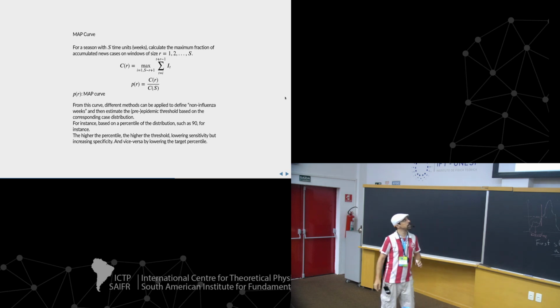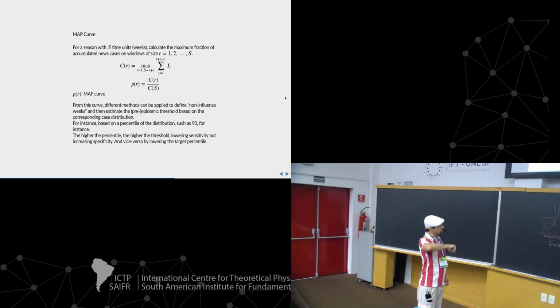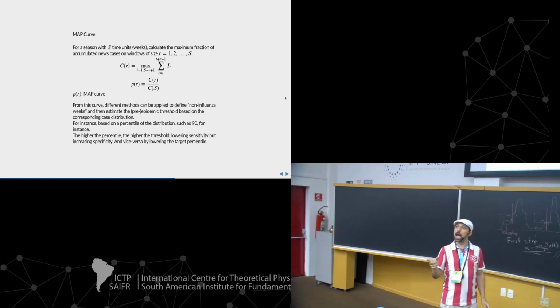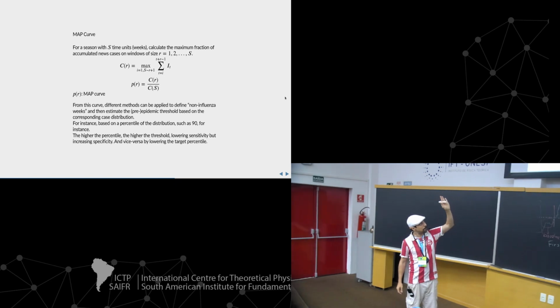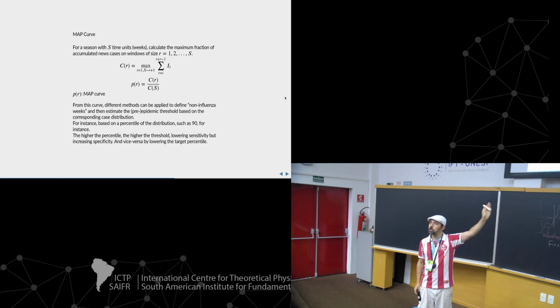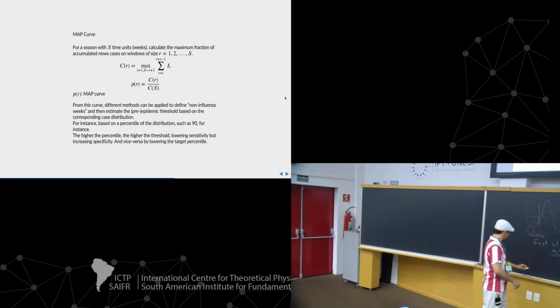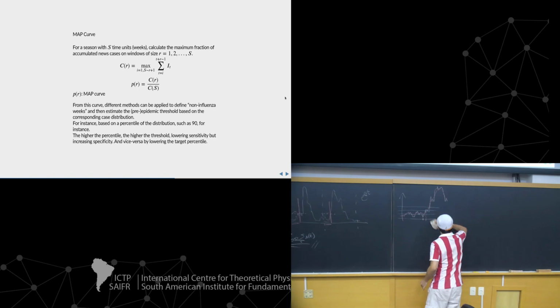So, what is the MAP curve? It's just a function of window size that looks at what is the maximum accumulated number of cases for each possible window size within any given season. So for each season, I will build a specific MAP curve. Let me take here an example of how this process goes on.